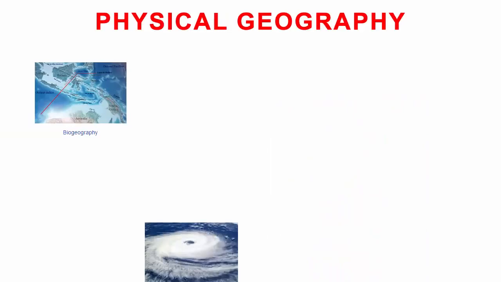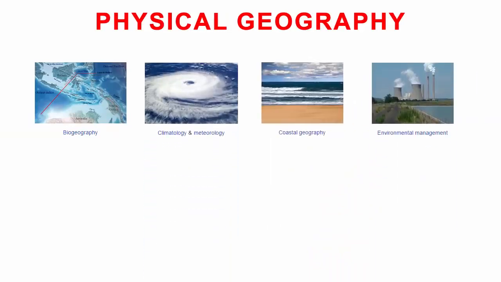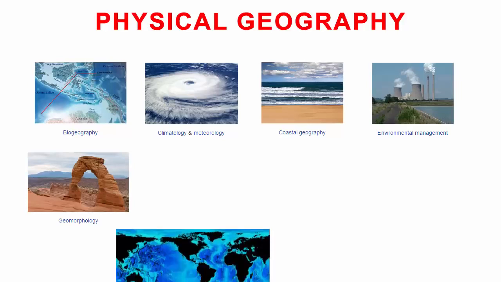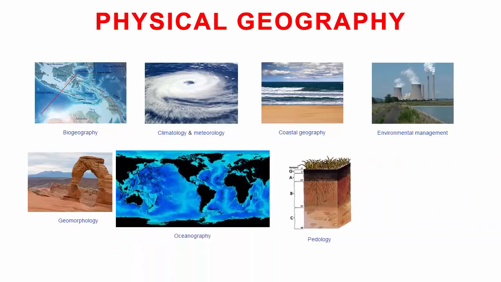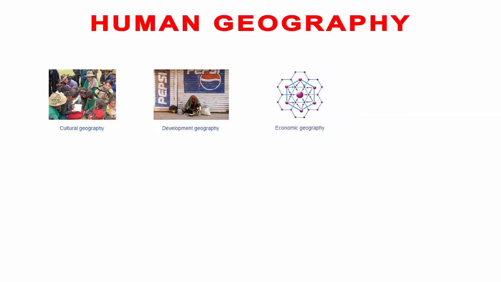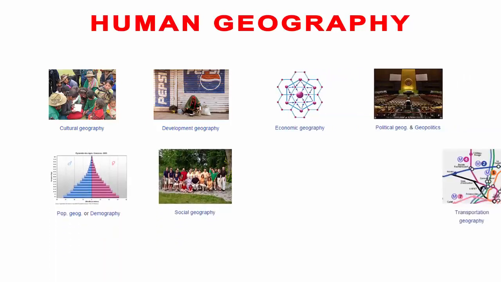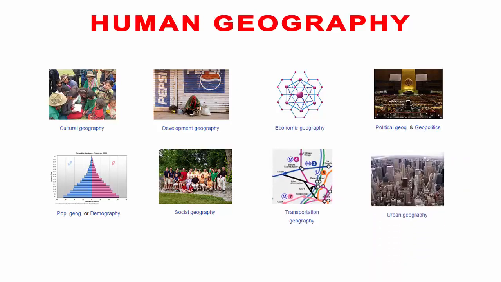Physical geography includes biogeography, climatology and meteorology, coastal geography, environmental management, geomorphology, hydrography, oceanography, pedology, and many more. Similarly, human geography includes social geography, cultural geography, development geography, economic geography, geopolitics, demography, urban geography, transportation geography, and many more.